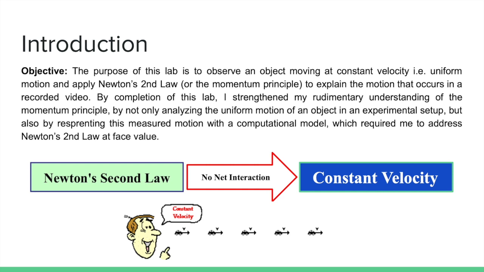Introduction. The purpose of this lab is to observe an object moving at constant velocity, or uniform motion, and apply Newton's second law, or the momentum principle, to explain the motion that occurs in a recorded video. By completion of this lab, I strengthened my rudimentary understanding of the momentum principle by not only analyzing the uniform motion of an object in an experimental setup, but by also representing this measured motion with a computational model, which required me to address Newton's second law at face value.